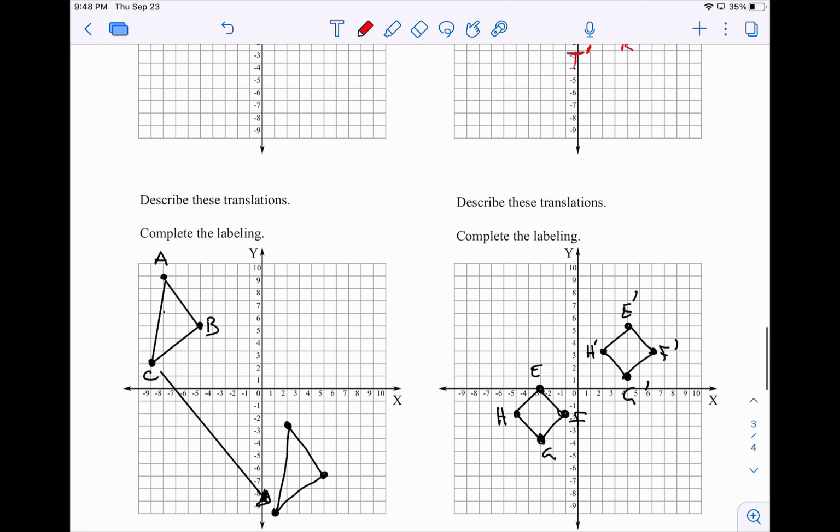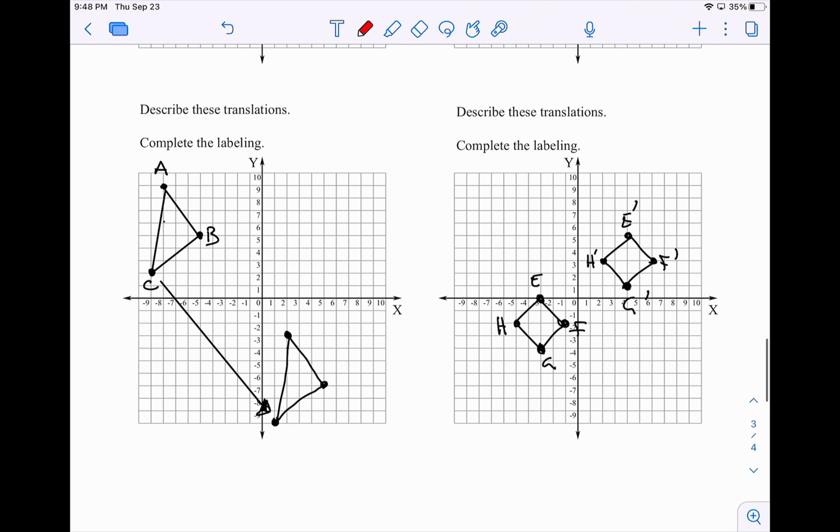Okay, let's do another one. First, let's describe these translations. So here we have, once it's complete labeling, triangle ABC. We have a translation arrow going this way, so this is our original. This is our new one, so I'm going to label these properly. Okay, C prime, A prime, and B prime.